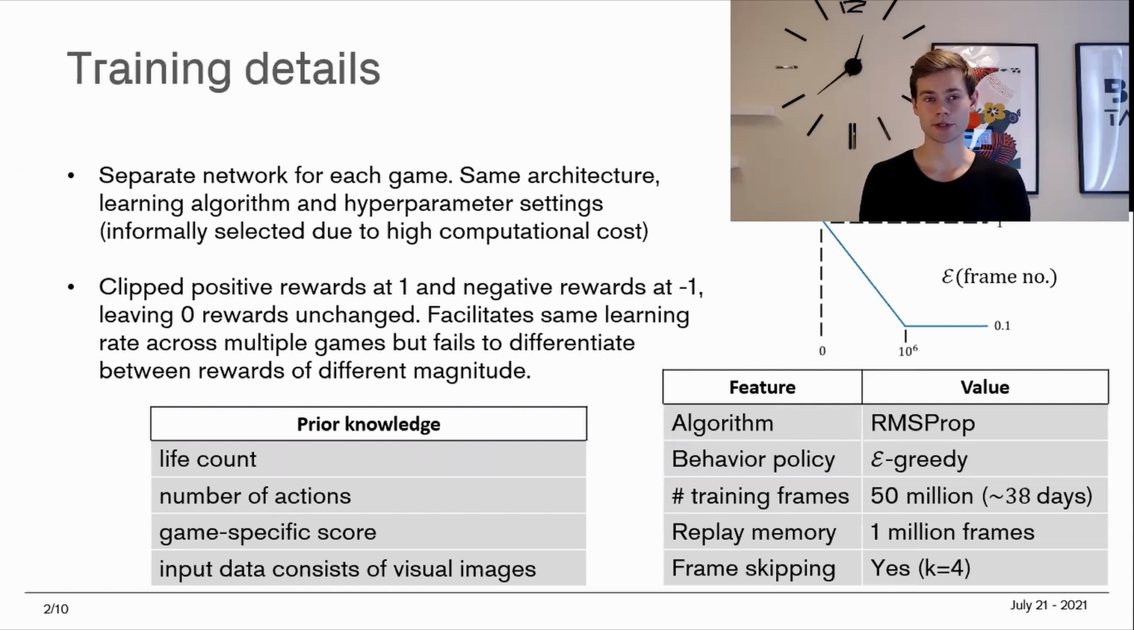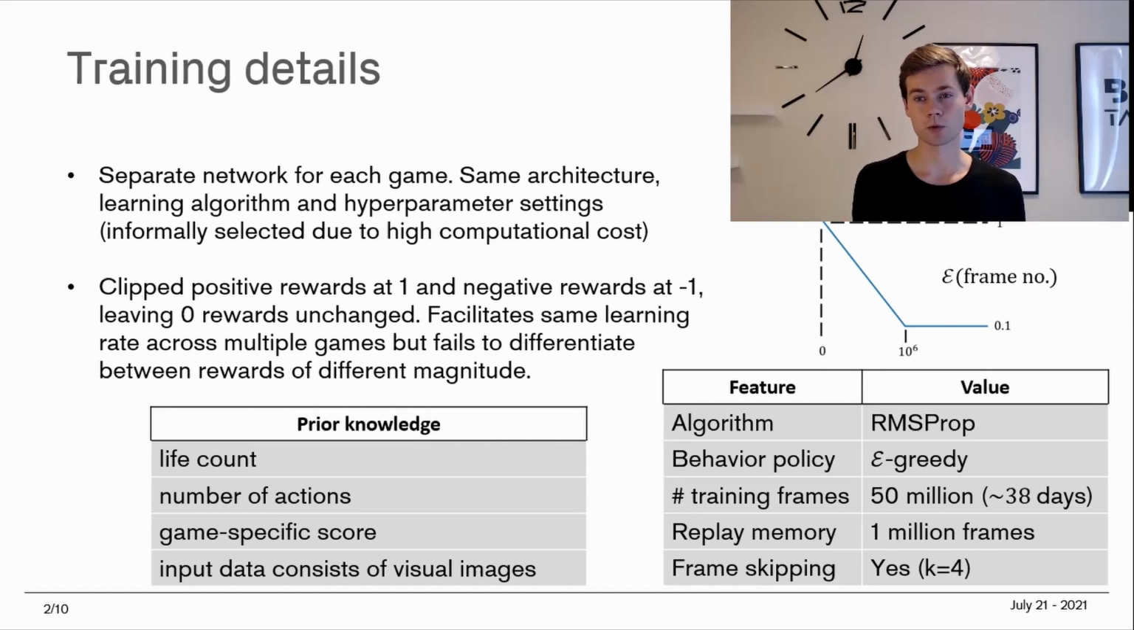Next thing we're going to look at is some of the training details that were used during the training procedure for this network. As we said before, there was a separate network for each game. However, the architecture of this network, like we just looked at, and also the learning algorithm and hyperparameter settings were the same for every game that was evaluated. So the results indicated by this paper really convey that this is one framework that can be applied to a number of tasks and performs well for all of them. That's quite something.